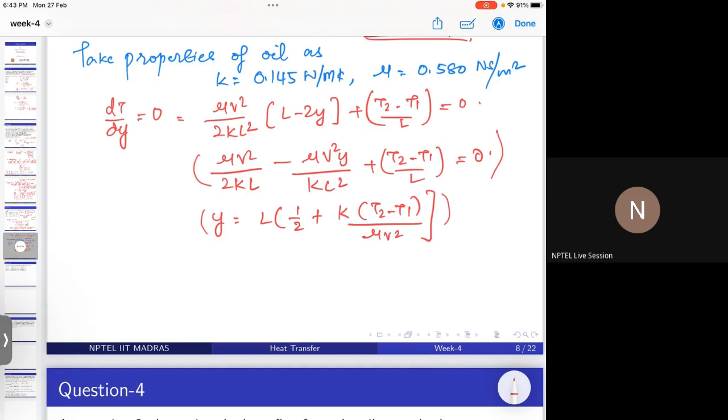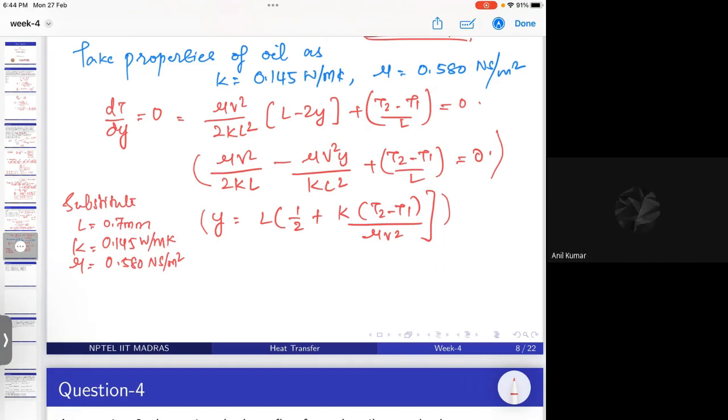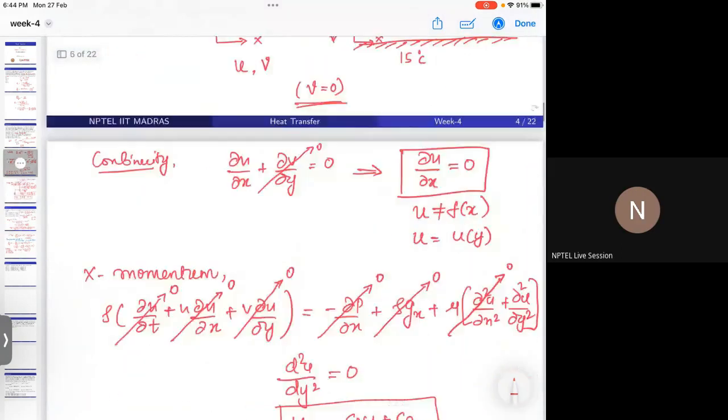Okay. Now can you please substitute? L is equal to 0.7 mm, so you have to convert it into meters. K is already given as 0.145 watt per meter Kelvin and mu is equal to 0.580 Newton second per meter square. Can you please calculate this? And T2 is equal to 40, T1 is equal to 15. What about V? V is already given, 12 meter per second.